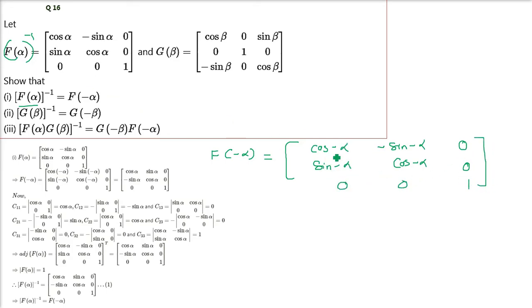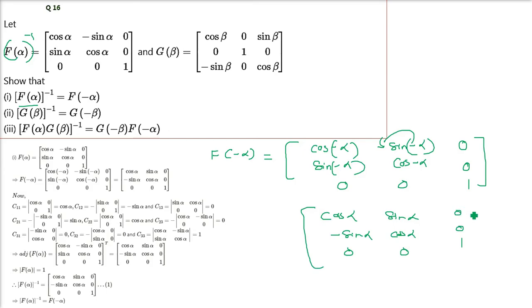Now cos minus theta is cos theta. So cos minus alpha will be cos alpha. Sine minus theta is minus sine theta. Minus is already there outside. So you have sine theta. 0, 0, 1. Sine minus alpha is going to be minus sine alpha. Cos minus alpha is cos alpha, 0, 0. So this is going to be your F minus alpha. So when you will take the inverse of this matrix, you need to get this matrix which we just got.